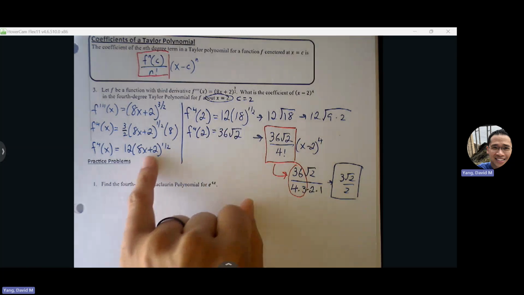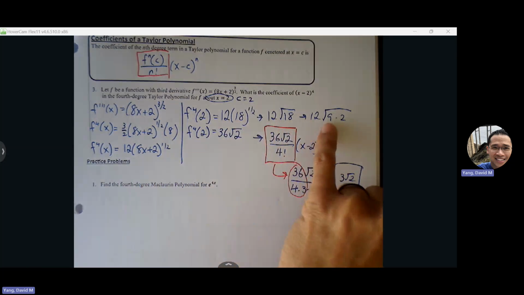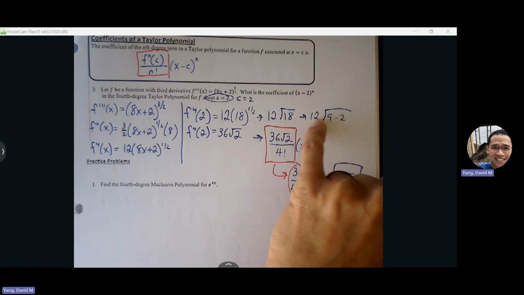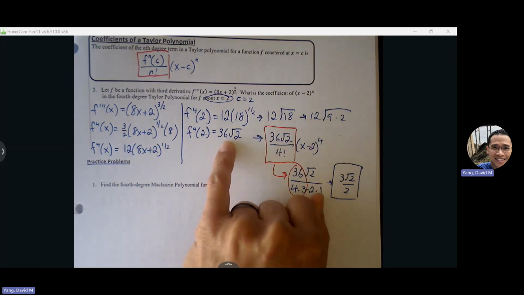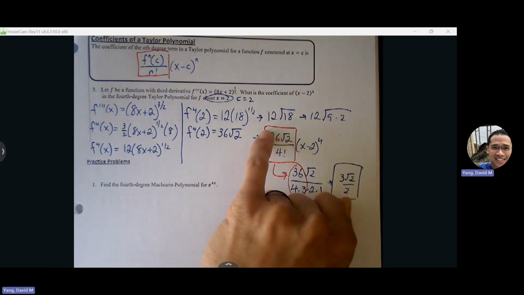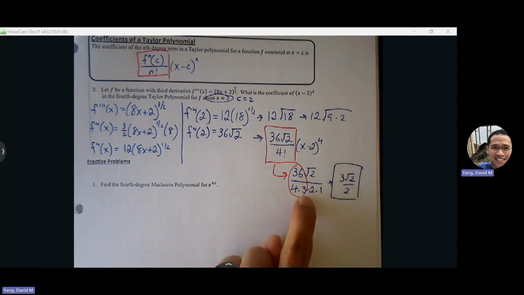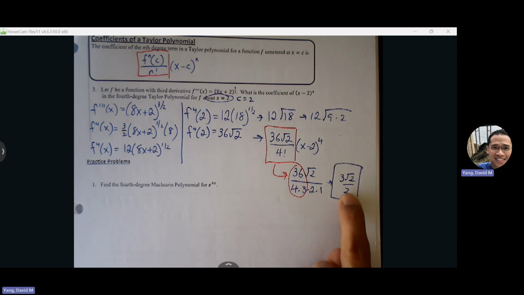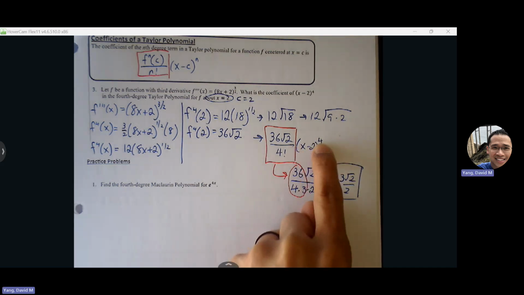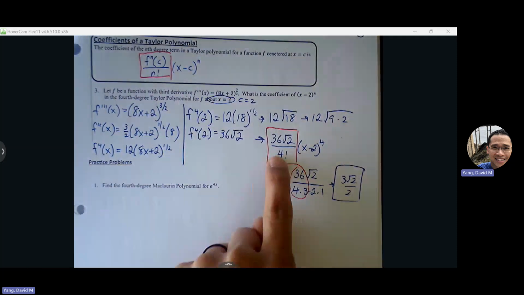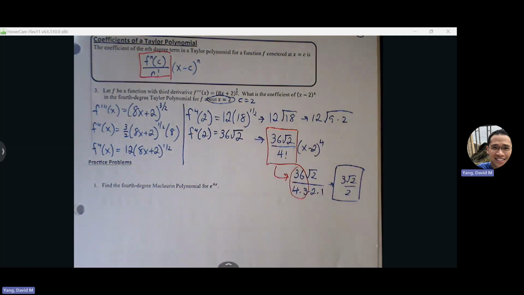So I get 18, and the square root of 18 is the same thing as 9 times 2 inside the radical. I can pull a 3 out. So 36 root 2. That would be the numerator of my coefficient. But my coefficient also includes that 4 factorial, which is 4 times 3 times 2 times 1. So 36 divided by 12 is 3, and then 3 and 2 will remain, so it's 3 root 2 over 2. And I'm not including the x minus 2 to the fourth because it's asking for the coefficient. So it's only asking for this portion that I've boxed off in red.